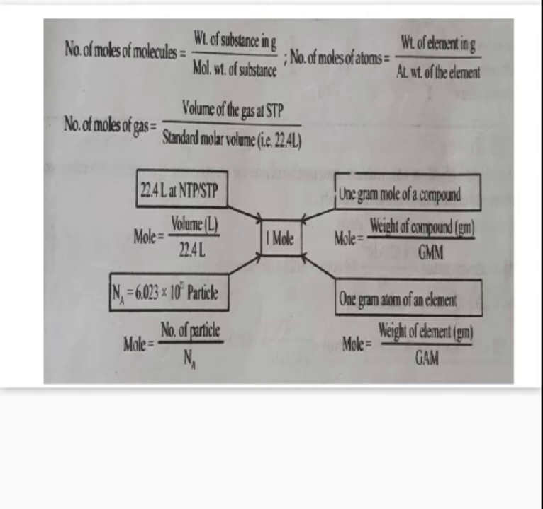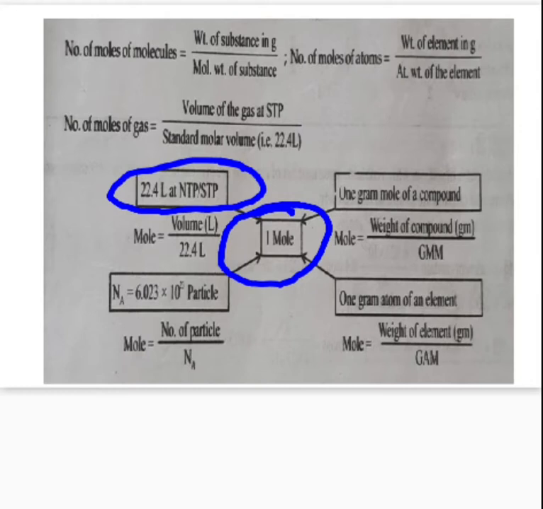After that, what is 1 mole? We are already aware of this concept. 1 mole in terms of molar volume is equivalent to 22.4 liters at NTP or STP conditions. If you want to find the number of moles of the gas, how are you going to calculate? Volume of that gas at STP divided by 22.4 liters.